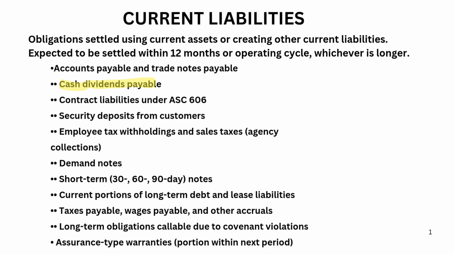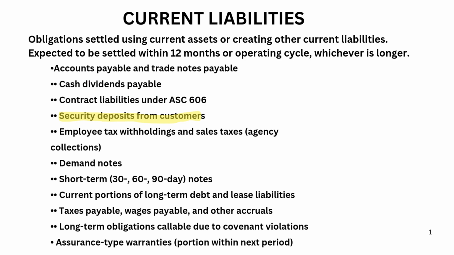2. Cash dividends payable. When a company declares a dividend to shareholders but hasn't paid it yet, it becomes a current liability. Example. A company declares $5,000 in dividends to be paid next month. 3. Contract liabilities. ASC 606. This happens when a company receives payment in advance but hasn't delivered the goods or services yet. Example. A customer pays up front for a website. The service is not complete, so it's a contract liability.